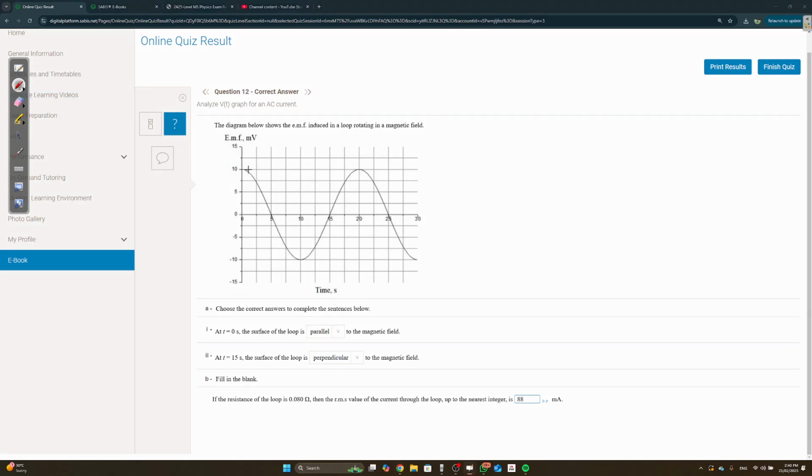At t equals 0, we have the maximum EMF, right? So for sure it's going to be parallel. And at 15, it's 0, so for sure it's going to be perpendicular, right? And we agreed that when it's parallel, it's maximum. When it's perpendicular, it's 0.